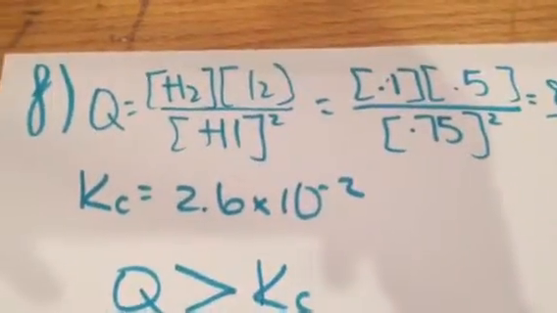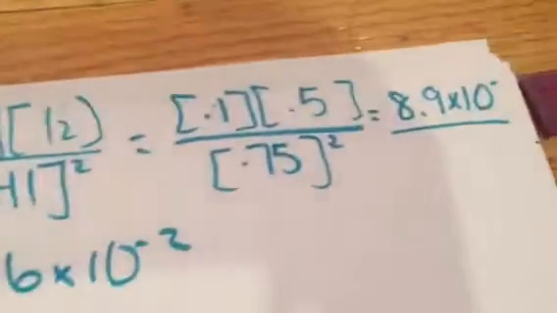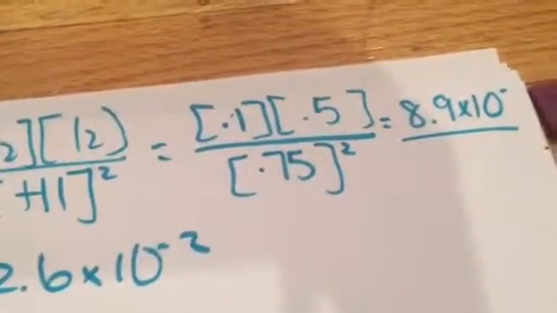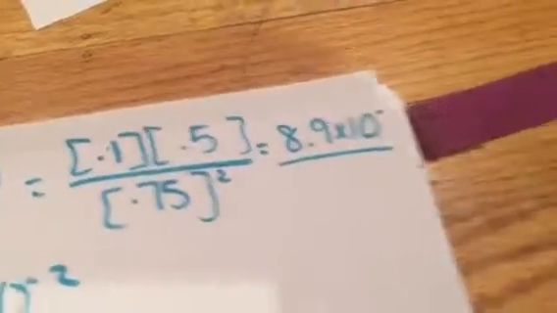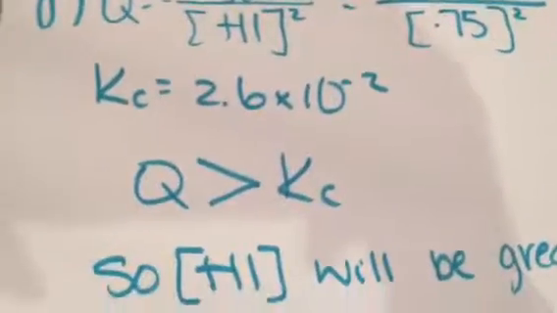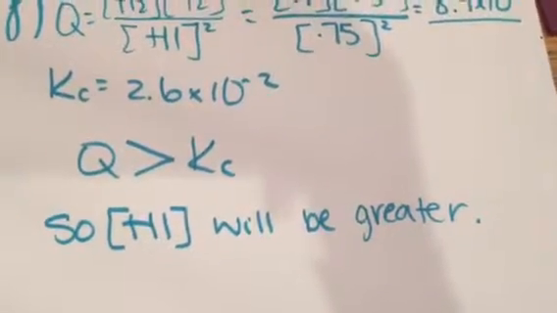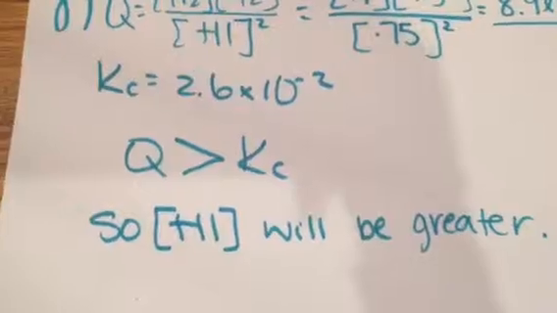So for this, our concentrations are the same as the moles, because when you do moles divided by liters, which is just 1 liter, it's going to be the same. So we do products over reactants. So we have H2 times I2 over HI squared. We get 0.1 times 0.5 over 0.75 squared, which gives us 8.9 times 10 to the negative 2. And then Kc, which they gave us, is 2.6 times 10 to the negative 2. So when we look at these two and we compare them, Q is greater than Kc, so that means HI will be greater. It will increase compared to the initial.